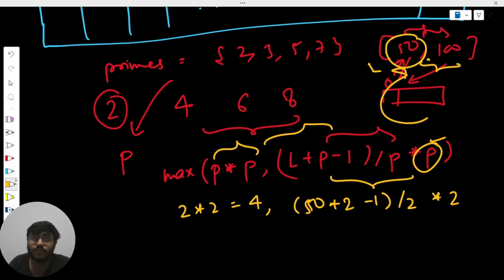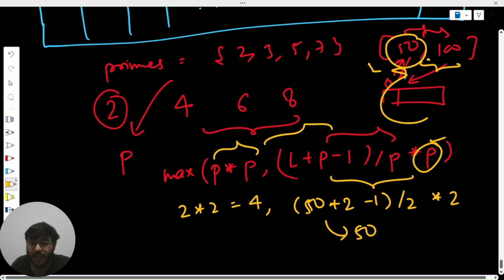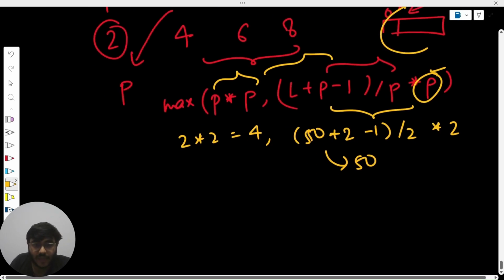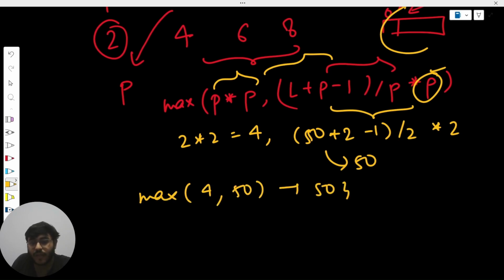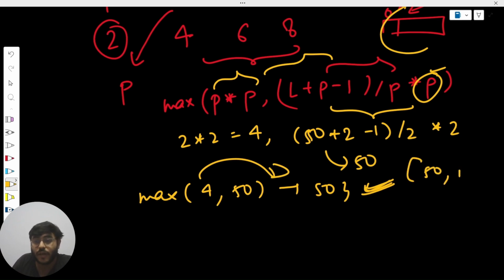52, 51, 51. 51 by 2 is again 25, and 25 into 2 is 50. So this again gives you back 50. Okay, so we can see what is the maximum between 4 and 50. We can see it's 50, right? So we can directly start marking our multiples from 50. Instead of going from 4, 6, 8, 10, 12, 14, we can directly skip to 50, because that is our first multiple in the range from 50 to 100.